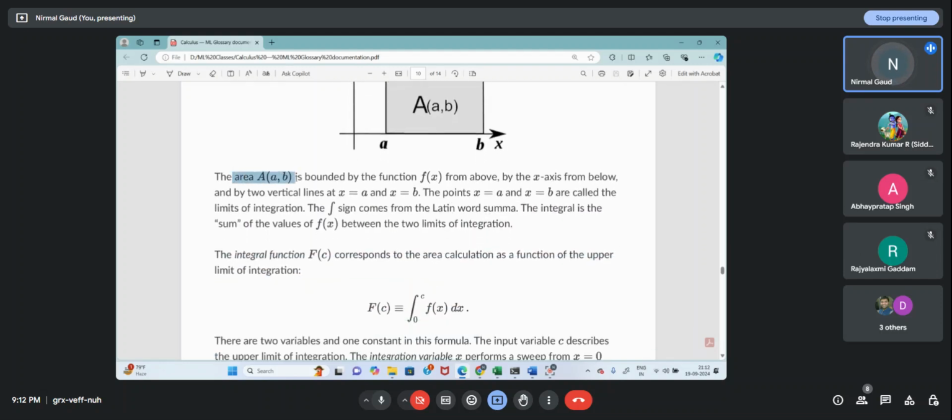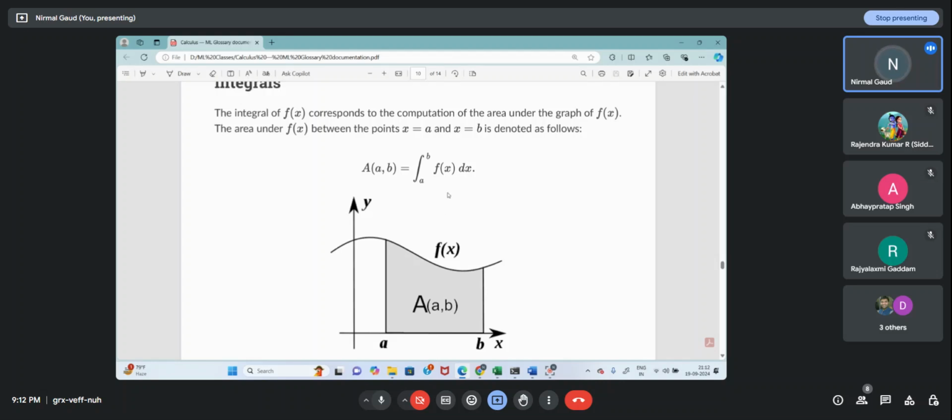So the area AB is bounded by the function f of x, and we are going to take it from A to B. The points x equal to A and x equal to B are called the limits of integration. This is the lower limit, this is the upper limit, and from lower limit to upper limit we are moving. That's the reason we are capturing the entire area of the function.